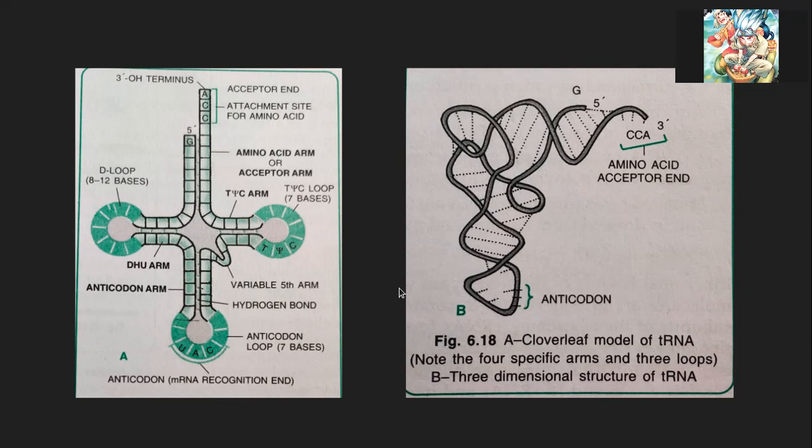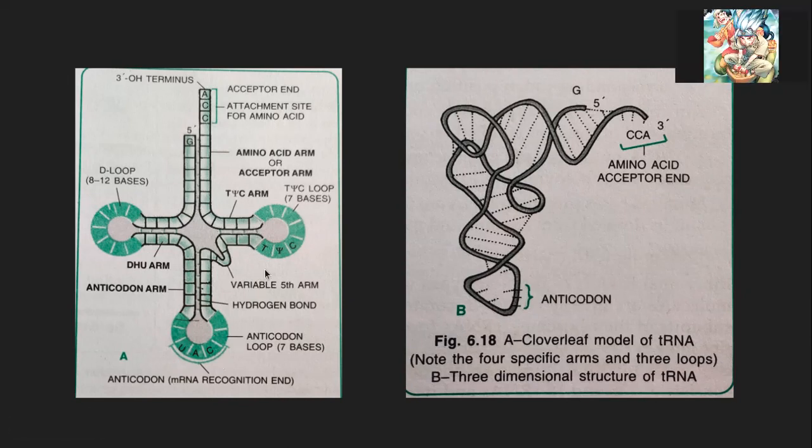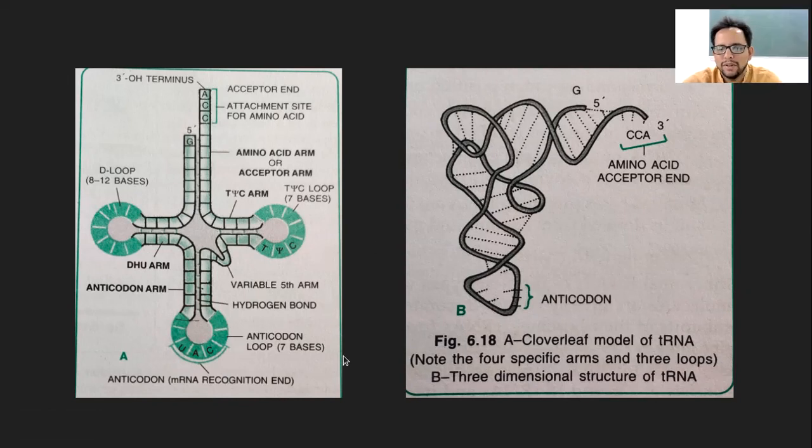But wouldn't that imply that this would be 3 prime to 5 prime then? The anticodon, yeah. So that's what you said, right? No. I think we said 5 prime to 3 prime. Oh, okay. Then my processing also went wrong. So 5 prime to 3 prime is our anti-sense strand, right? And 3 prime to 5 prime is a template strand.